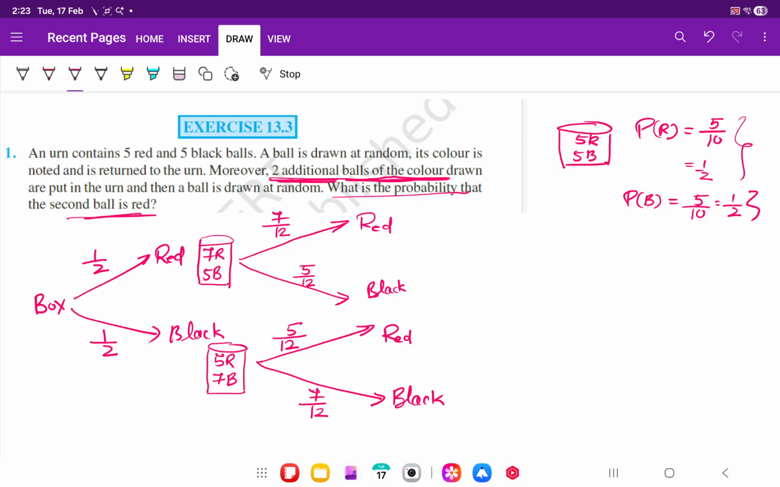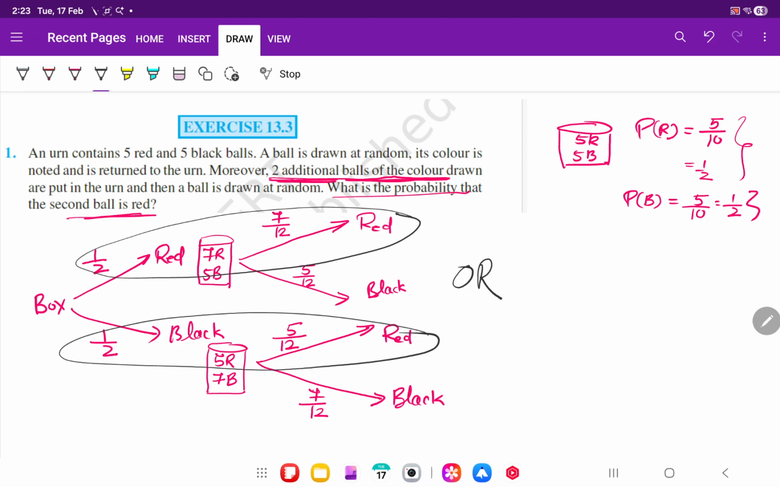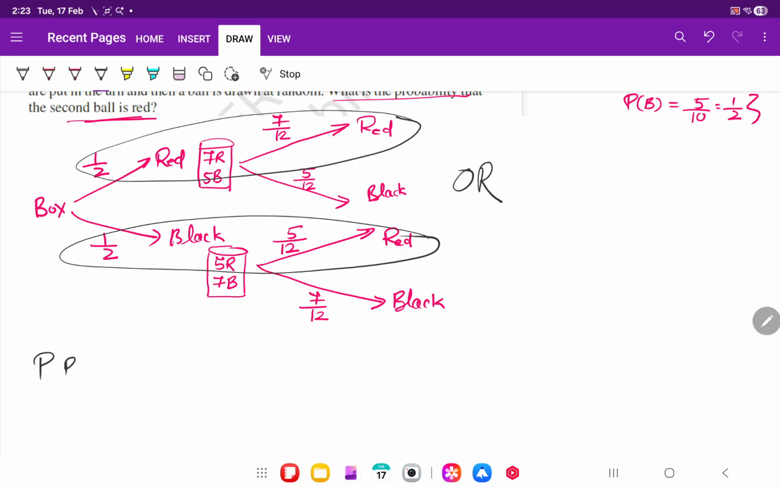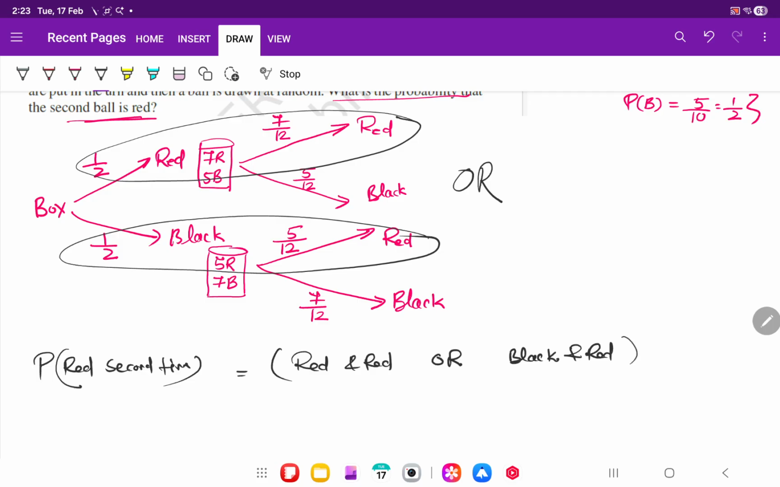So the first time they are not even talking about. So the possibilities are first time is red and second is red, or first time is black and second time is red. So let me write down the probability that it is red on the second time. So possibility: first time red and second time is also red, or first time is black and second time is red. They are not talking about Bayes. This is not Bayes. This is just getting the second ball red.